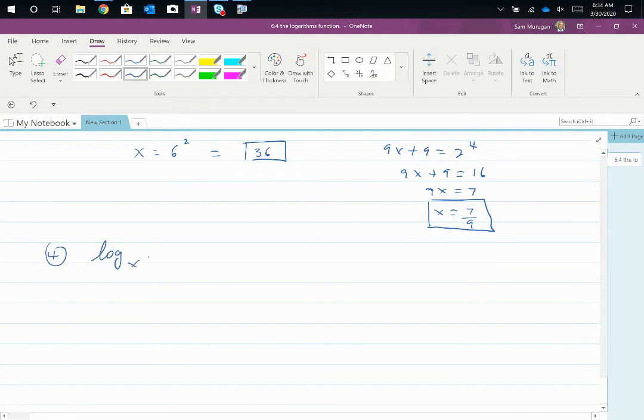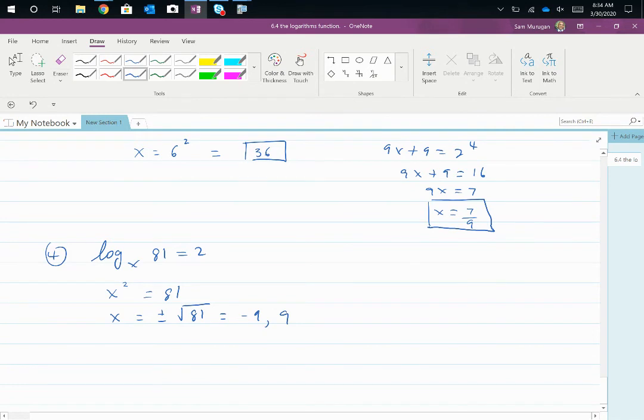Log base x of 81 is equal to 2. So in this case, x is the base. So keep in mind that the base to the power 2 must equal 81. So x is equal to plus or minus the square root of 81, which is equal to negative 9 and positive 9.